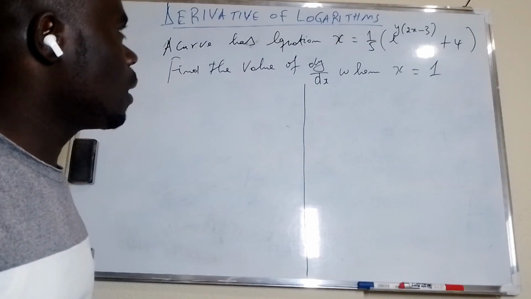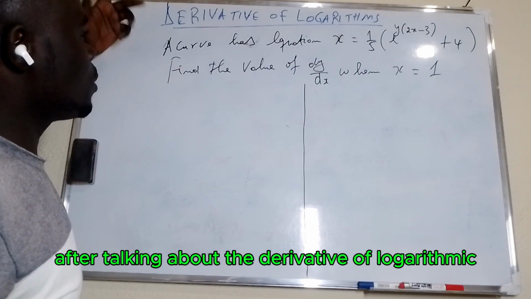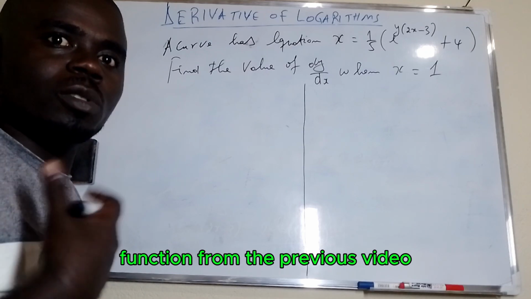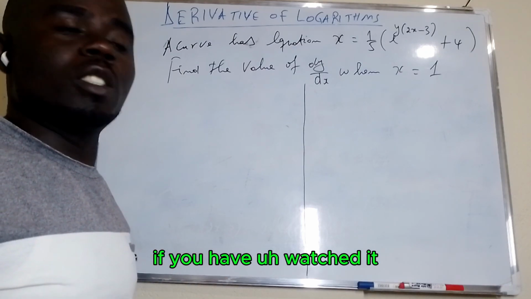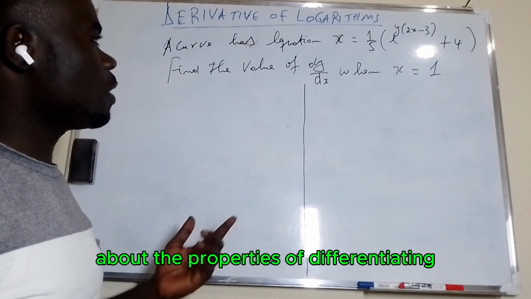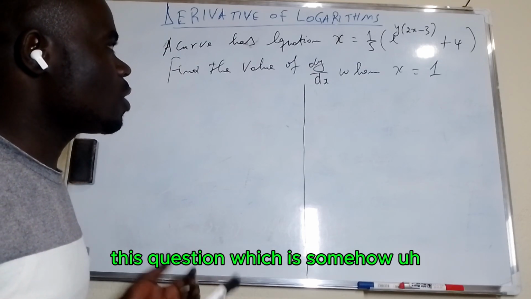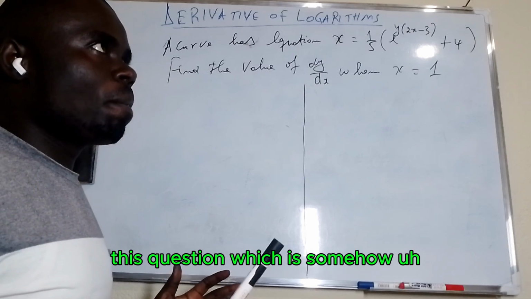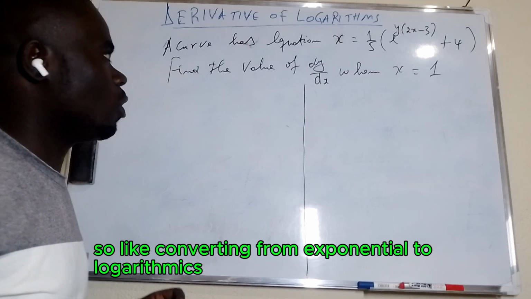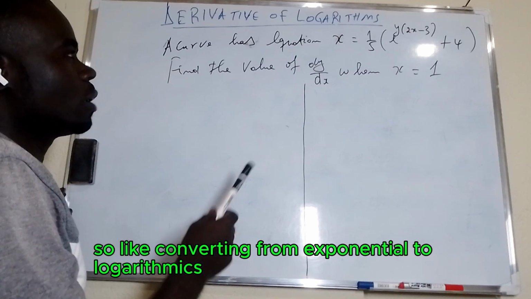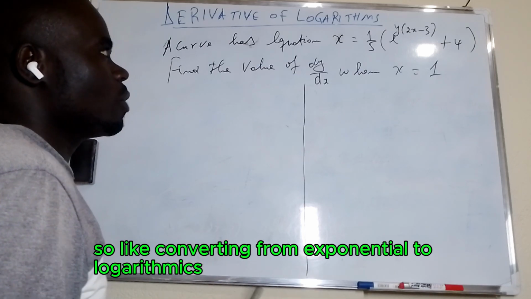Welcome again. After talking about the derivative of logarithmic functions in the previous video, if you have watched it, and the properties of differentiating logarithmic functions, let us try this question, which involves other properties, like converting from exponential to logarithmic form.